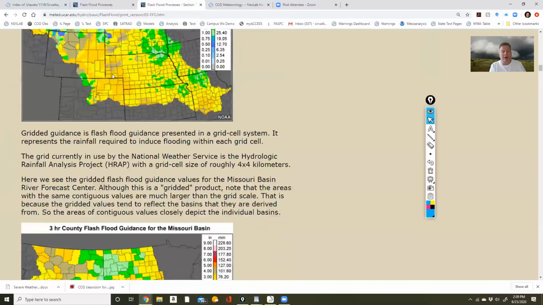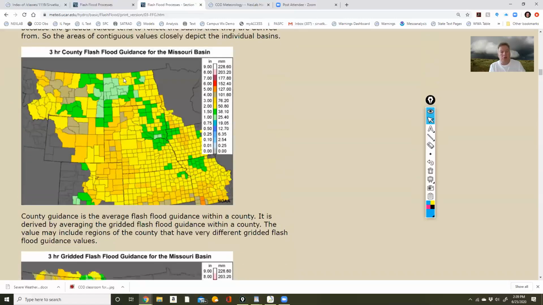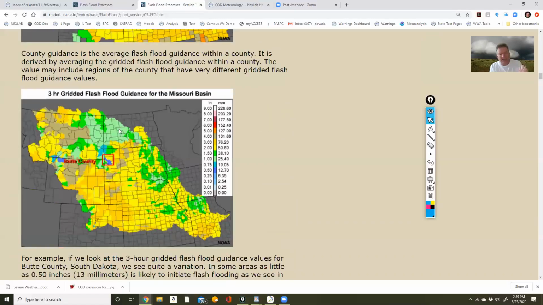I'm not going to worry about all of these things. I'm not going to worry about how you do gridded data versus county-wide. I just want you to understand that flash flood guidance is always changing. So imagine that we have flash flood guidance today and it's 2 inches in 3 hours, and that would cause flash flooding. But today we have rain, and it rains about 1.5 inches all day. Not in 3 hours, but all day.